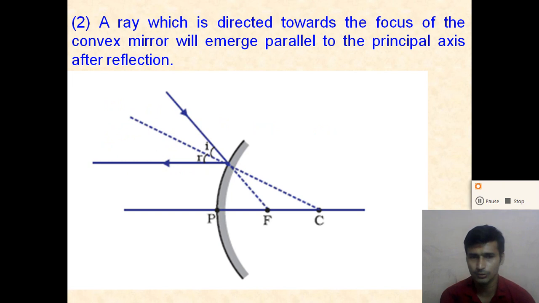So in the first rule, when the parallel ray is incident on the mirror, the reflected ray appears to diverge from the principal focus. And in the second rule, when the ray of light is incident directly towards the principal focus, the ray of light is reflected parallel to the principal axis, right?